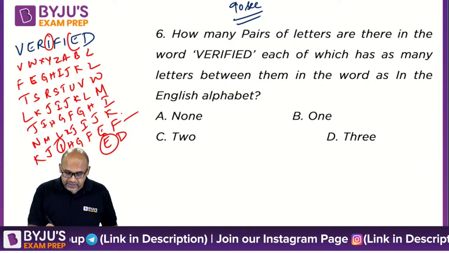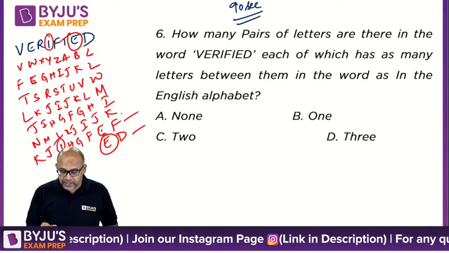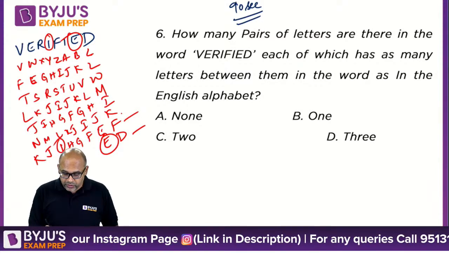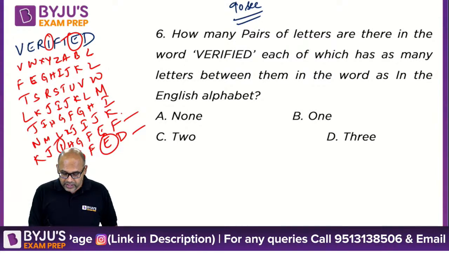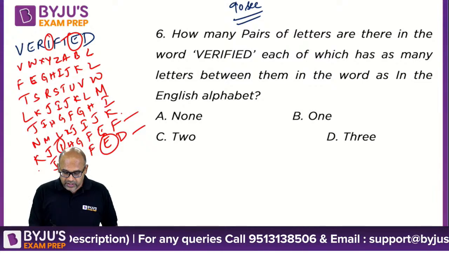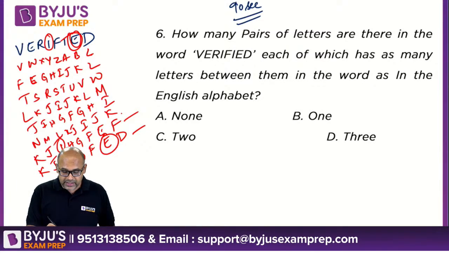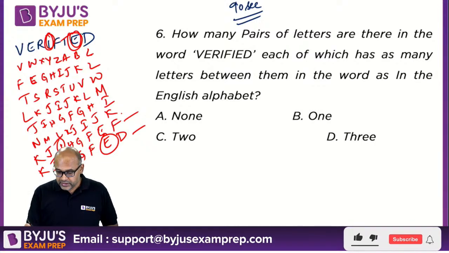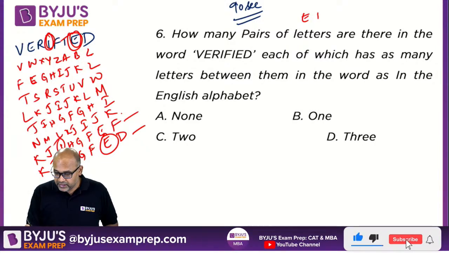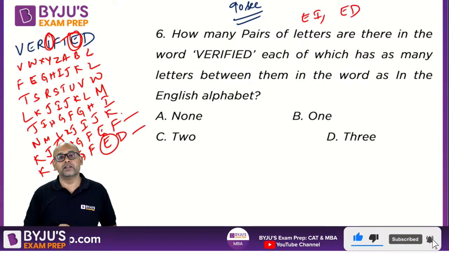So you can see that this E and E are matching. So you are getting two of them. In fact, if you continue D, E, F, G, H, I, J, K, nothing else will match. So you can see that EI and ED are the things which are matching.